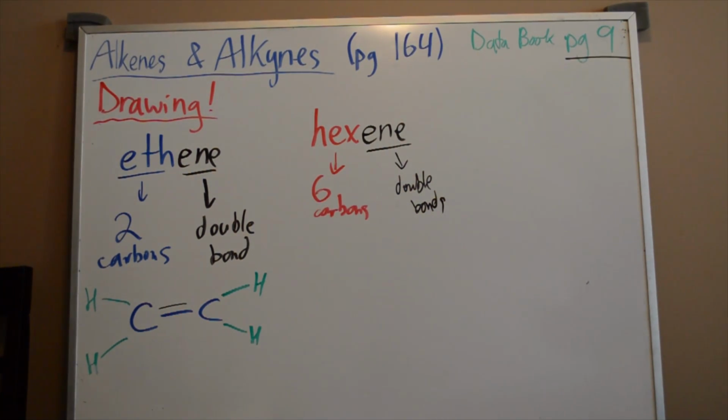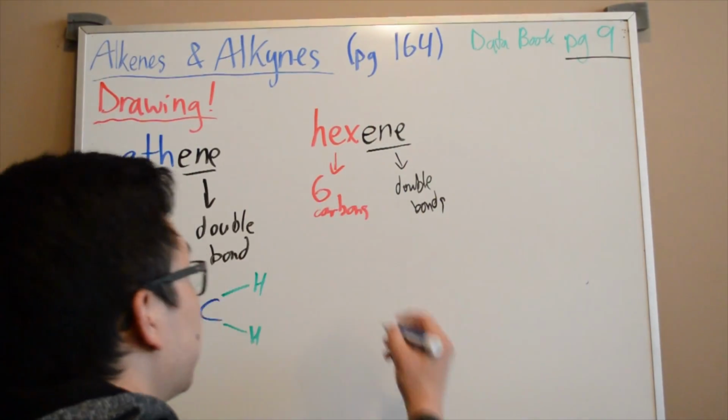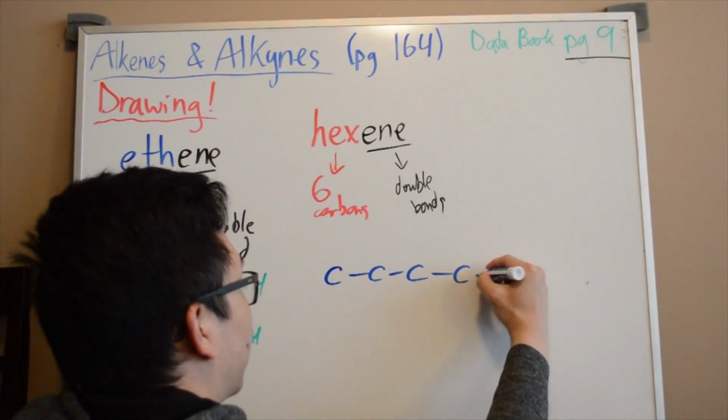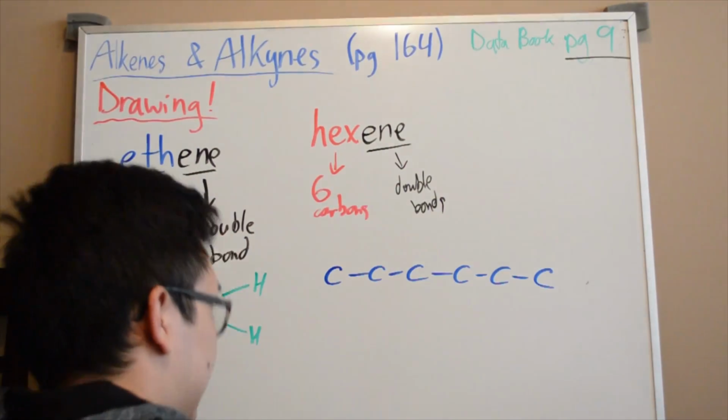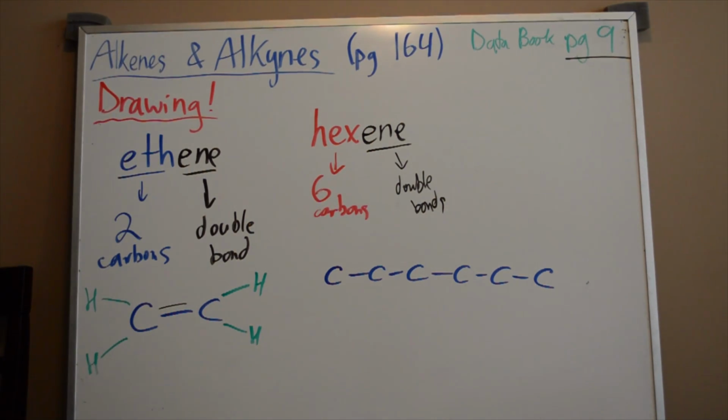Now, how would we draw this? So, of course, let's go ahead and start with the basic premise of the fact that we have 6 carbons, okay? And let's go like 1, 2, 3, 4, 5, and 6. All right, class. 6 carbons. Now we need to put the double bond somewhere. Class, where are we going to put the double bond?